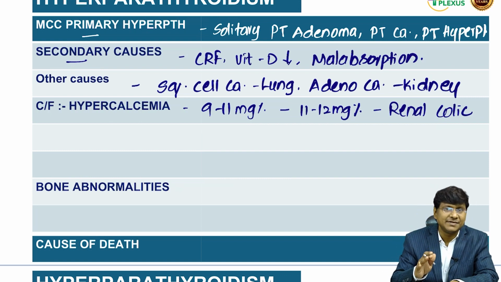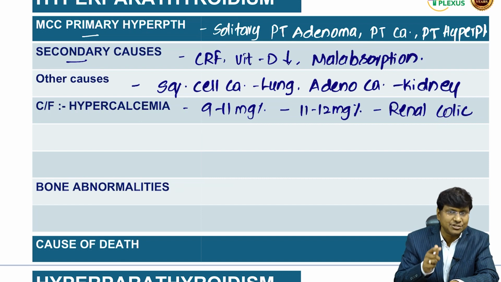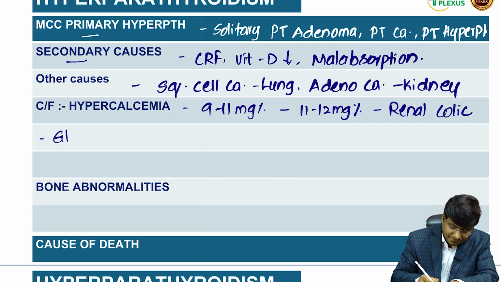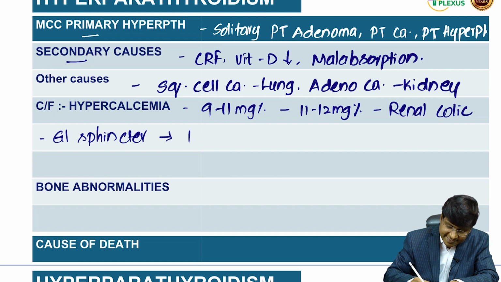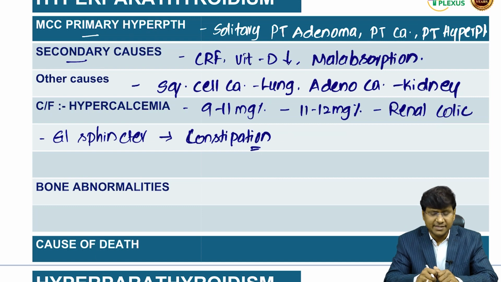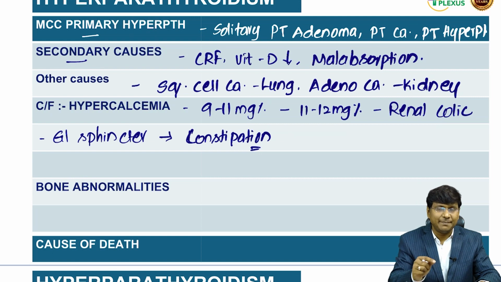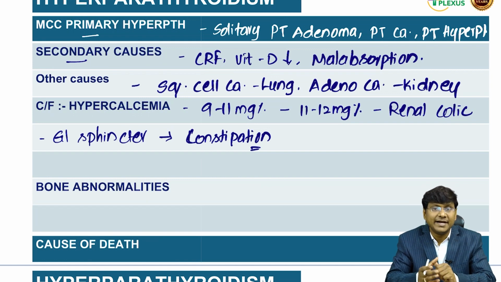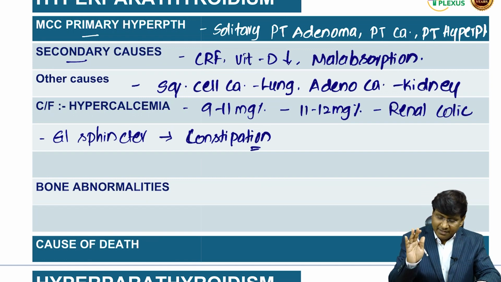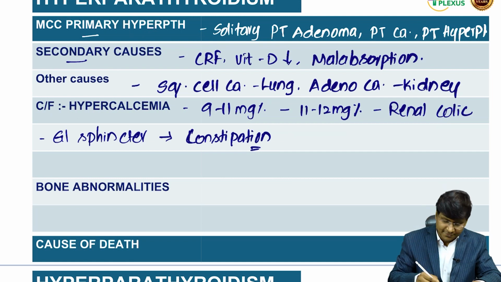And not only that, when the calcium levels are at 11 to 12 milligrams percentage, the calcium will accumulate within the gastrointestinal sphincters, causing decreased gastrointestinal motility and constipation. So these will be the features of hypercalcemia, right? And when the calcium level increases to 11 to 12, it will also stimulate the parietal cells of the stomach to produce HCl, causing pain within the stomach. Okay, so that will be the manifestation when the calcium levels are between 11 to 12.